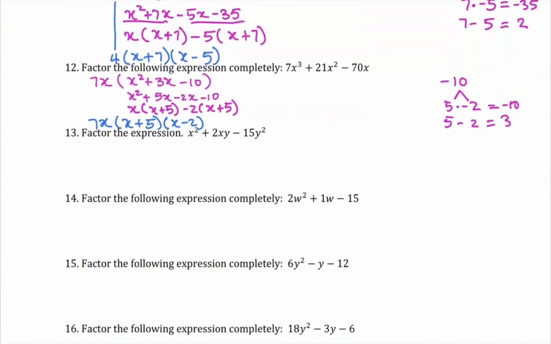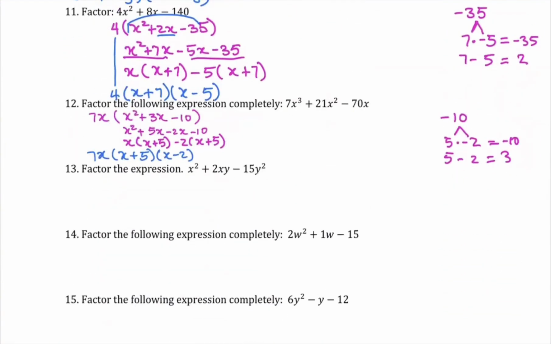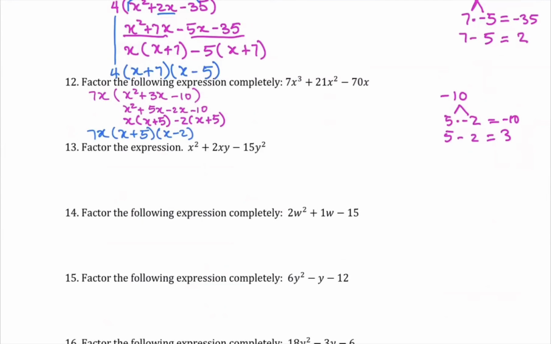The next example is one that we've done like it so far. Number 10 was the same. So we're going to do this. We multiply the coefficient of x squared by the coefficient of y squared. That's negative 15. Two factors of negative 15 that add up to 2.